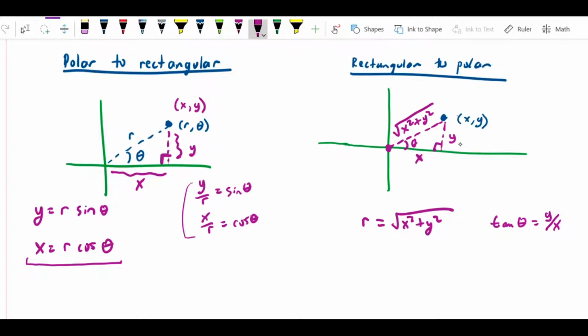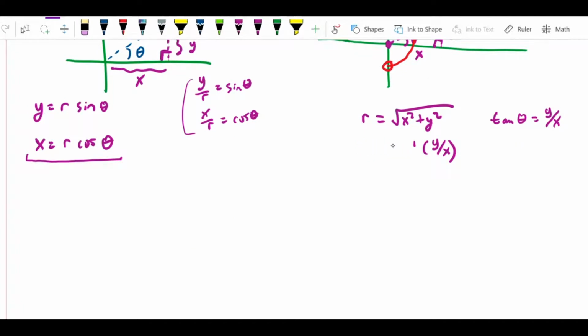The thing is that it might be tempting to write here that theta equals arctan of y over x. The problem is, recall that the arctan function only gives you an angle in the range negative pi over 2 to pi over 2, exclusive of the endpoints. So it's only capable of giving us an angle that is in that range. It can't even give us the endpoints, but it says nothing about the left side of the plane. So the rule that we actually are going to need is a little bit more complicated. I'm going to write it here.